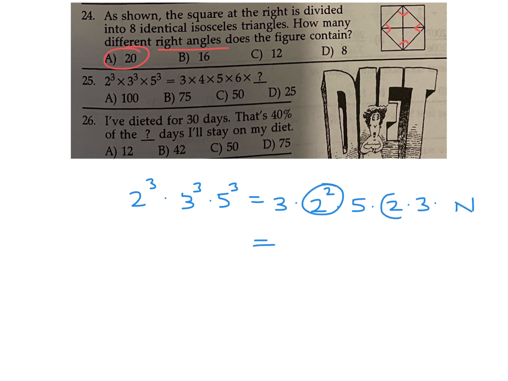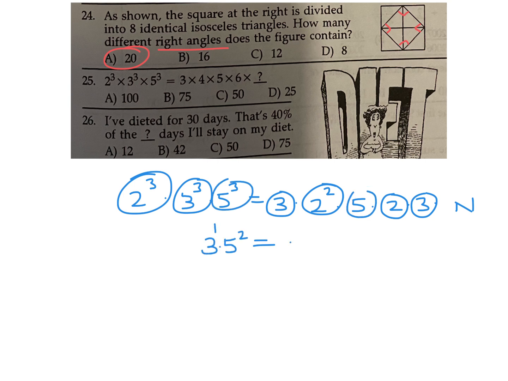2 to the power of 2, 2 to the power of 1, so this is canceled. 3 to the power of 1, 3 to the power of 1, so this reduces to 3 to the power of 1. 5 reduces this to 5 to the power of 2. So there we go. 3 times 25, 75 is n. And therefore number 25, the answer is B.